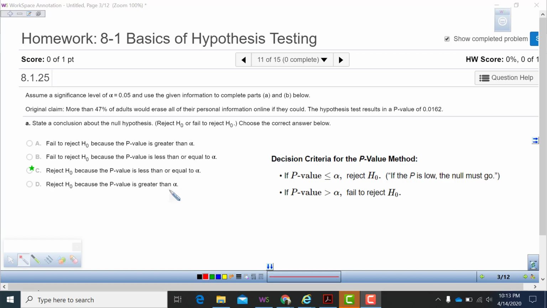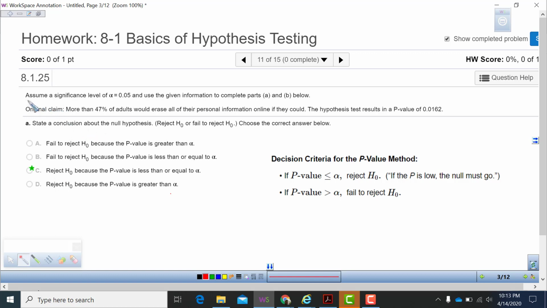Okay, this is problem number 11. For part A, you need to state either you fail to reject or you reject the null hypothesis. We only have two options, either fail to reject or reject the null hypothesis. Now, how do we determine that?